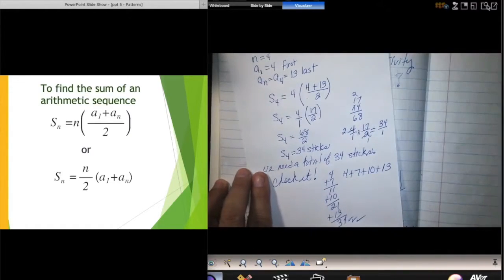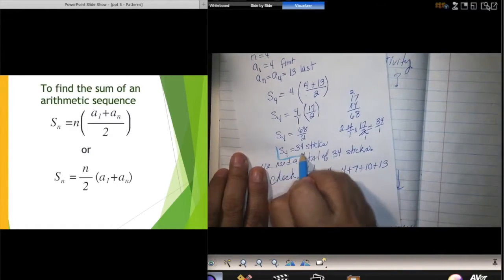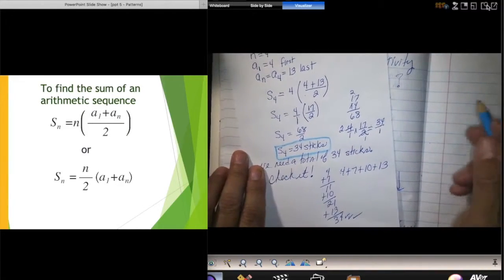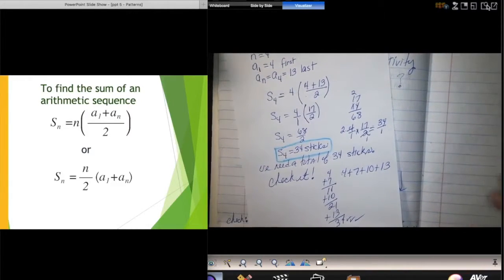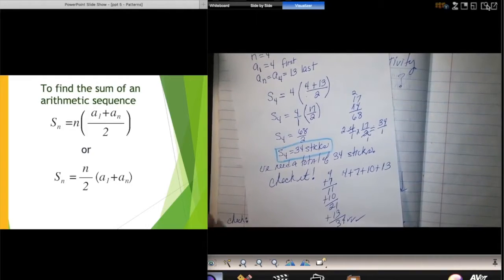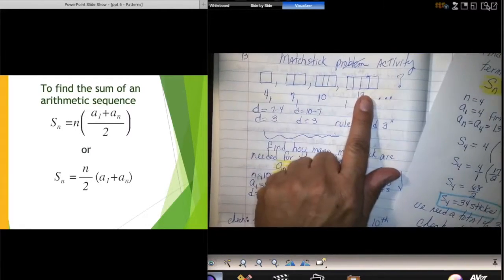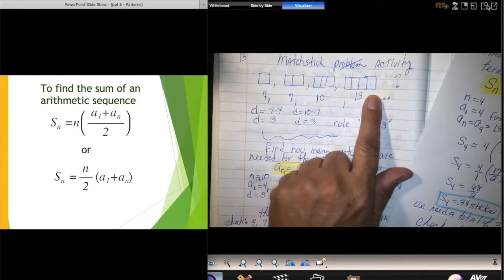Well, time to switch colors here. There we go. 34 sticks total. So maybe I'd give everybody 35 sticks in little baggies, and then they could sit there and have enough for this whole construction of the first 4 terms.